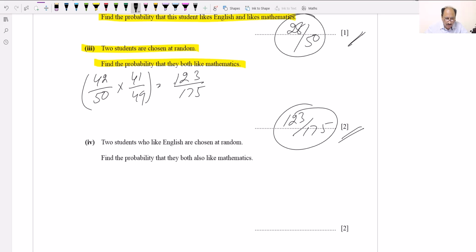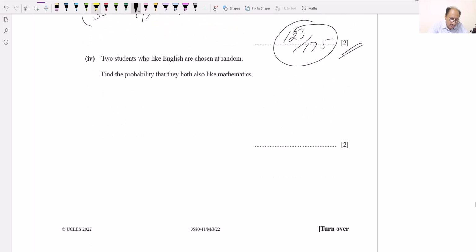Hopefully you understood this. Now this is the fourth part. Two students who like English are chosen at random. Find the probability that they both also like mathematics.